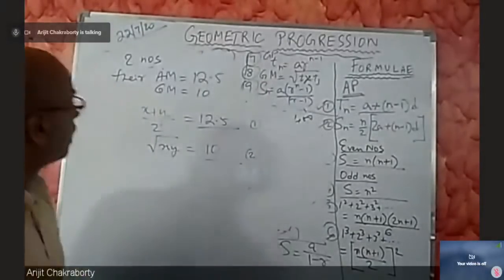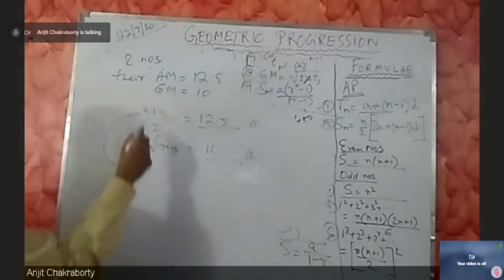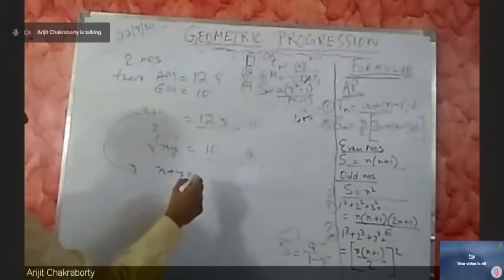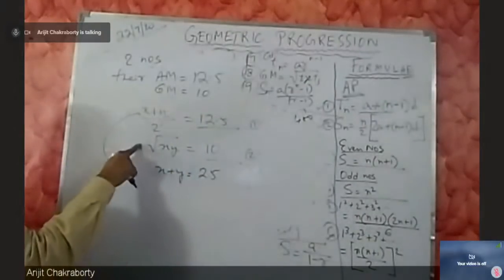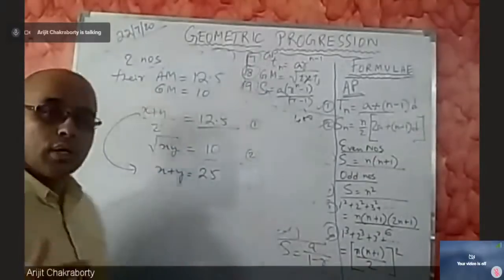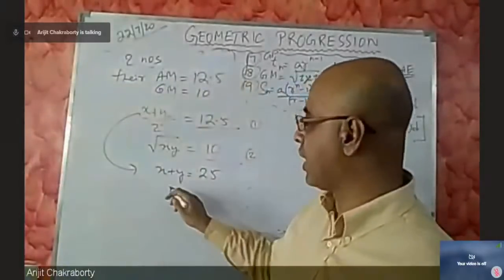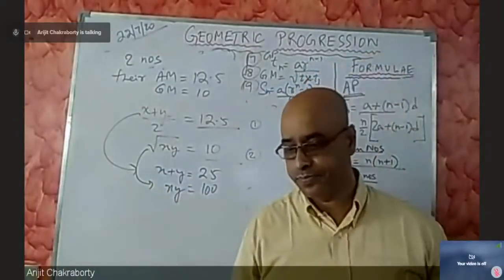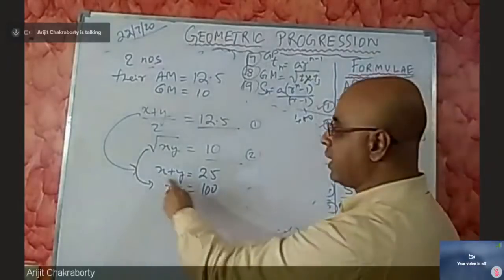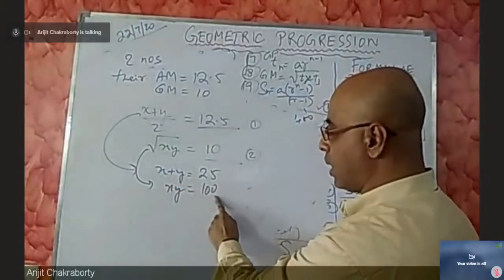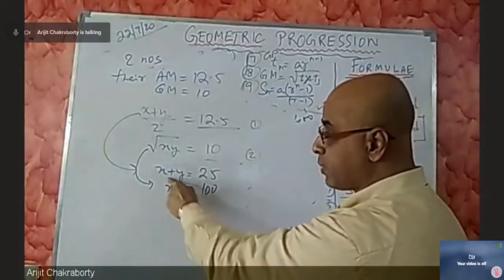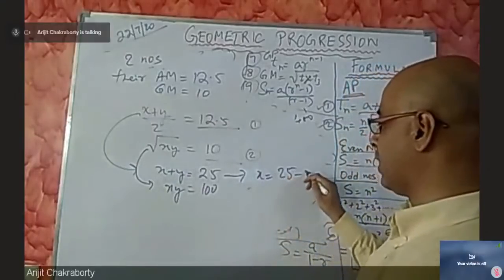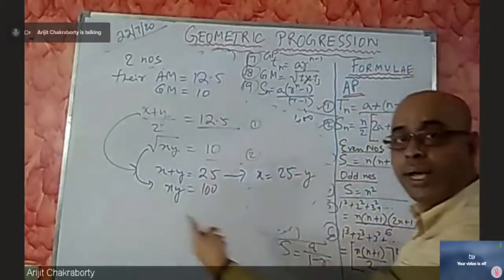So if you now try and solve, from this equation we get X plus Y is equal to 12.5 into 2, that is 25. And from this equation, if you remove the square root sign, if you square both the sides, you get XY equal to 100. So you have X plus Y is 25 and XY equal to 100. So from X plus Y equal to 25, you get X is equal to 25 minus Y. Y comes to this side.